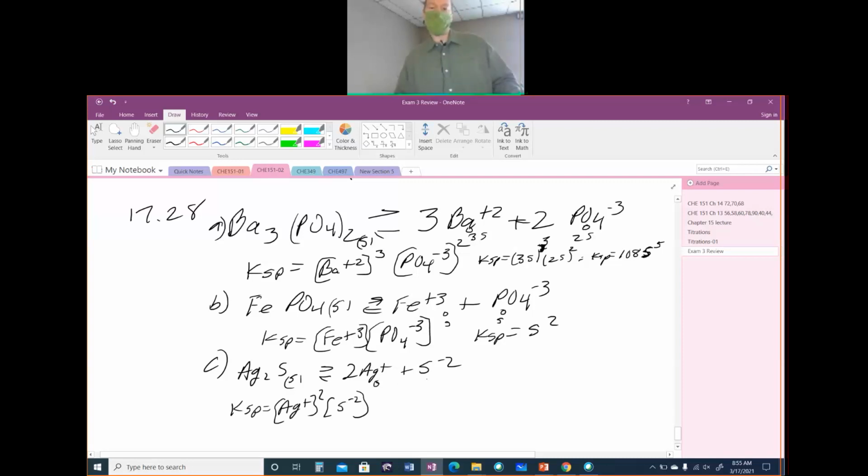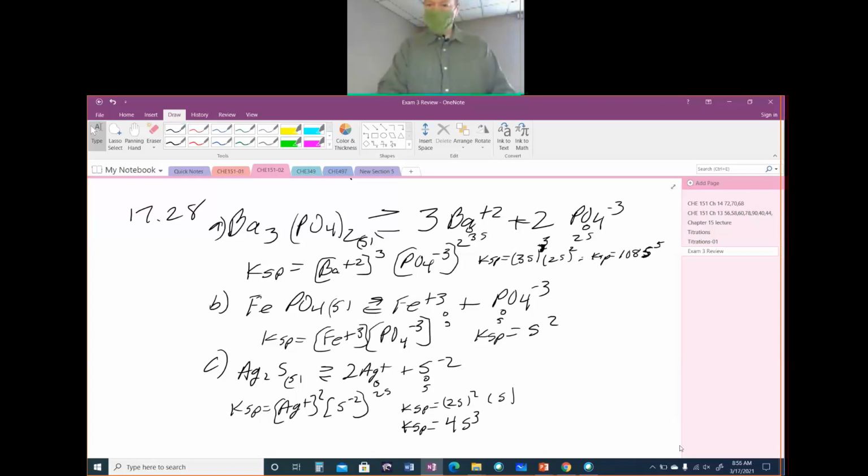So again, 0, 0 goes to the right. You'd have 2S. You would have S. And so you would have your KSP is equal to 2S squared times S. And you plug in your S's for your concentrations. And so your KSP in this one is 4S to the third.